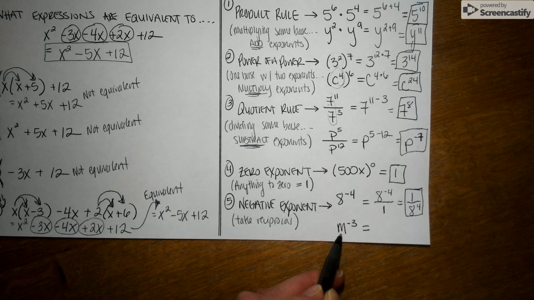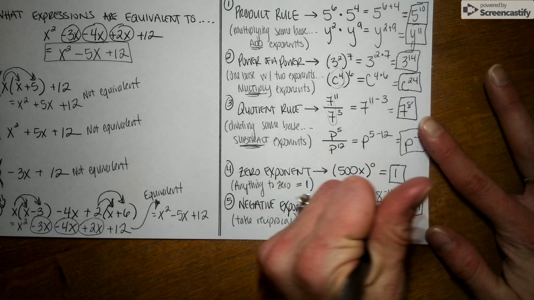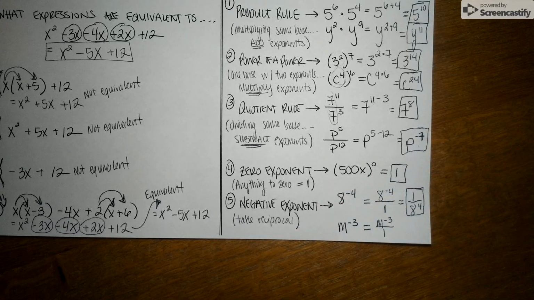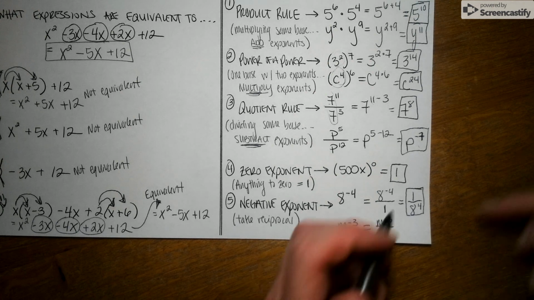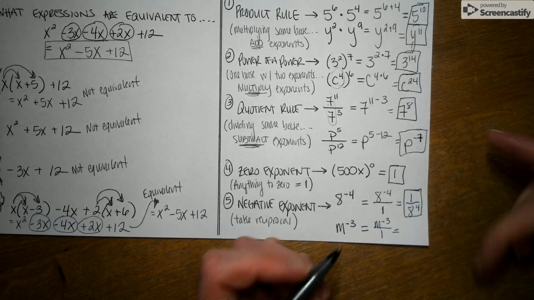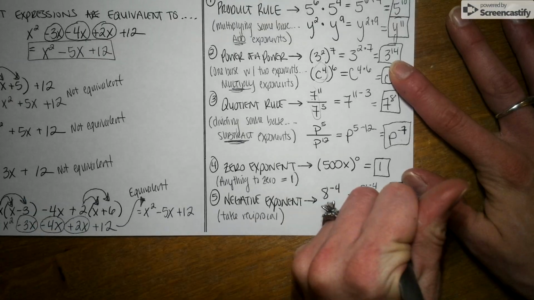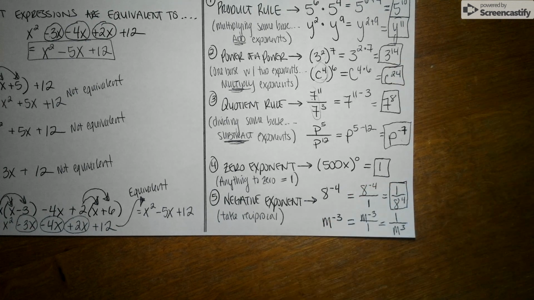Last but not least then, m to the negative 3. Again, I can write it in fraction form by taking m to the negative 3 and placing it over 1. And then in order to get rid of that negative exponent, because none of our answers in our future expressions can have negative exponents, to get rid of it again, we take the reciprocal. So we flip the top and bottom. So 1 becomes my numerator, and my denominator has m cubed. So it's to the positive third exponent.